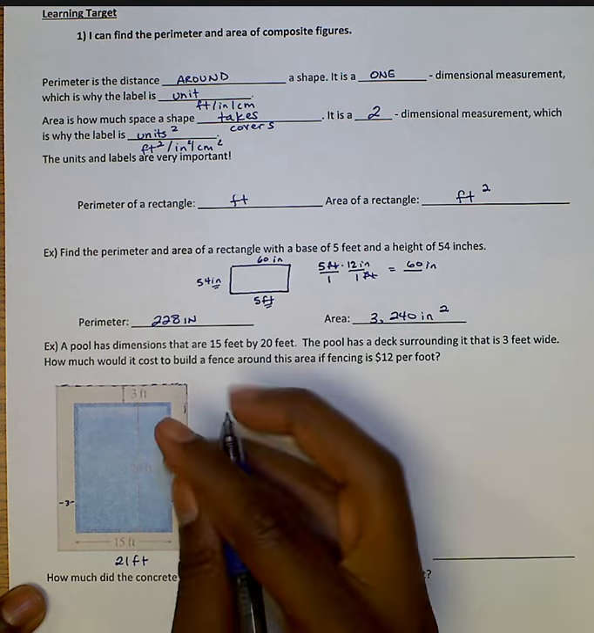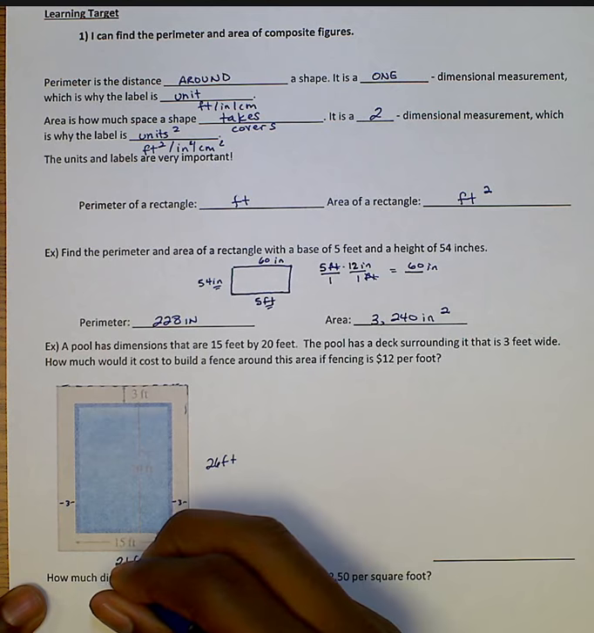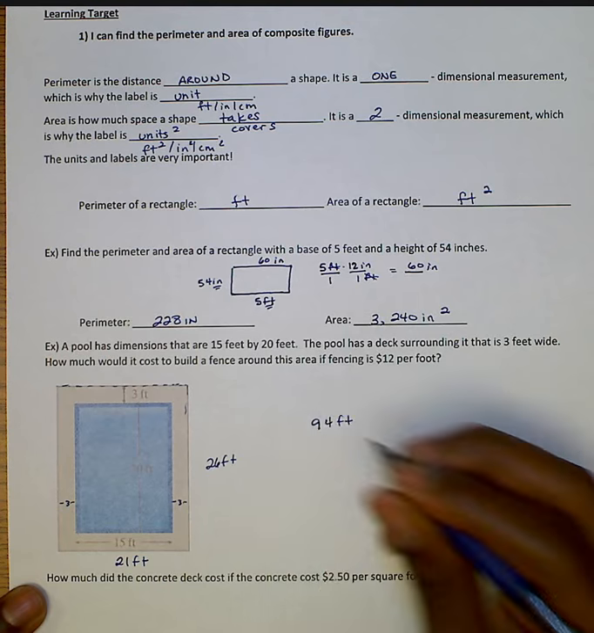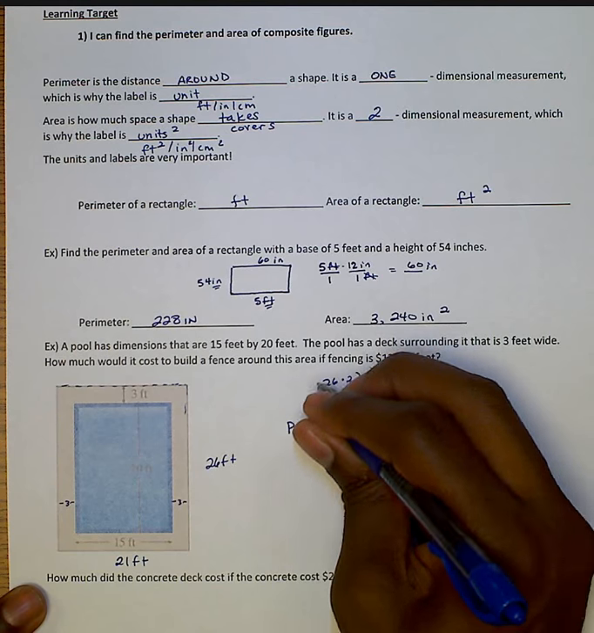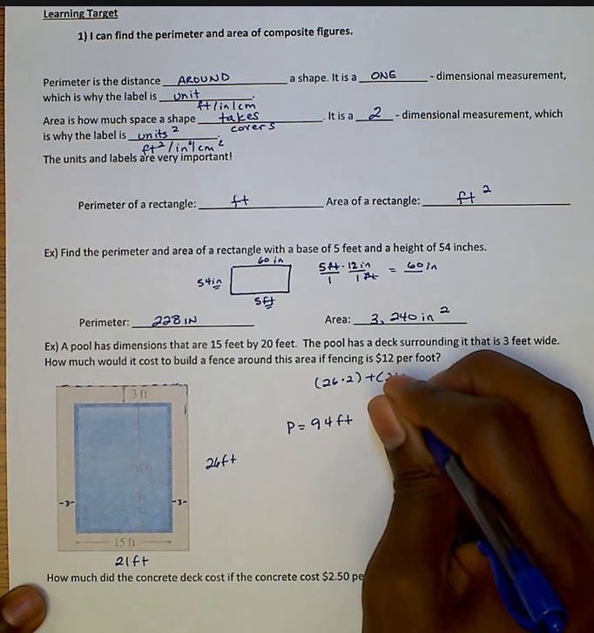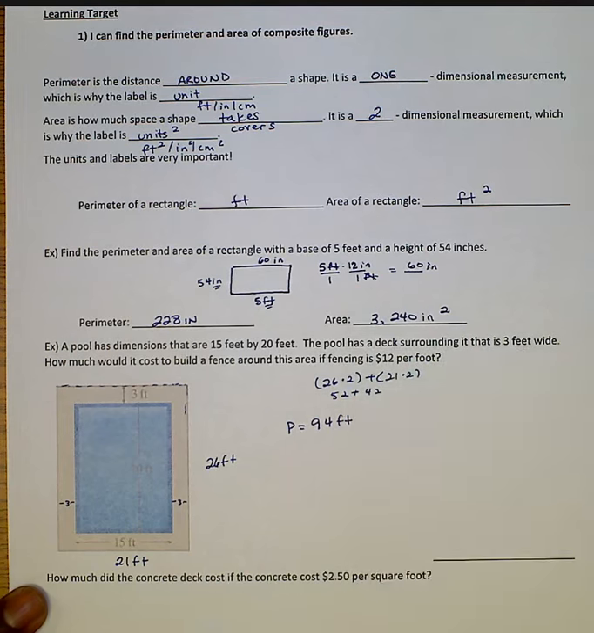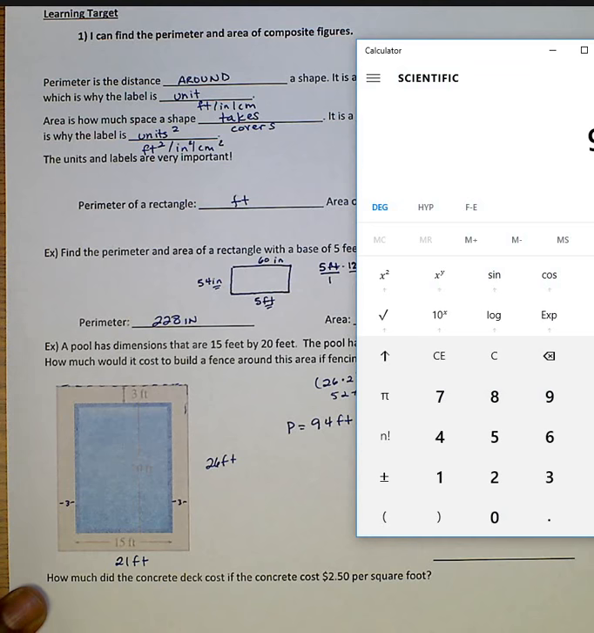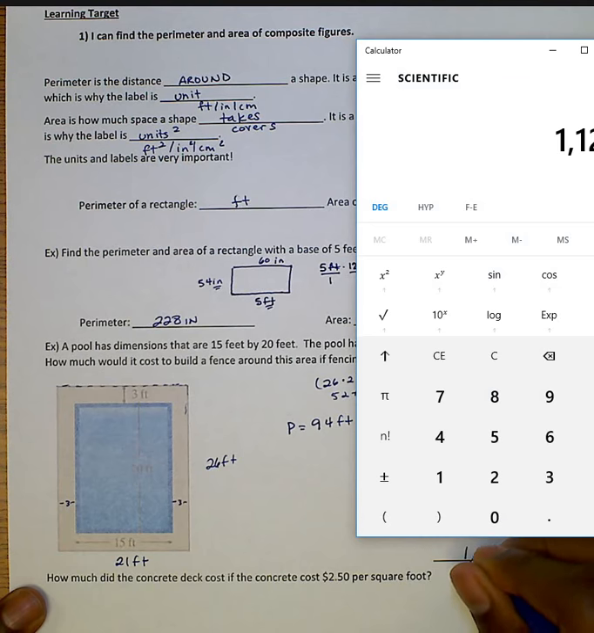The perimeter: 26 plus 26 is 52. 52 plus 21 is 73. 73 plus 21 is 94. It will be 94 feet. That is the perimeter. Now it says how much would it cost if it's $12 per foot? Well, we can do 94 times 12. It will cost $1,128 to build that fence.